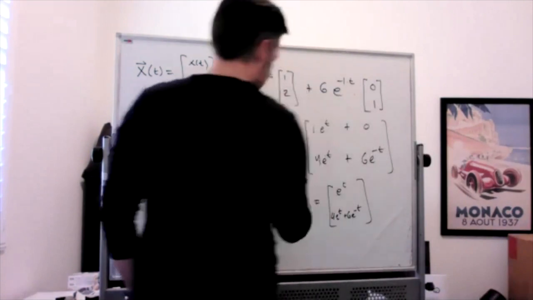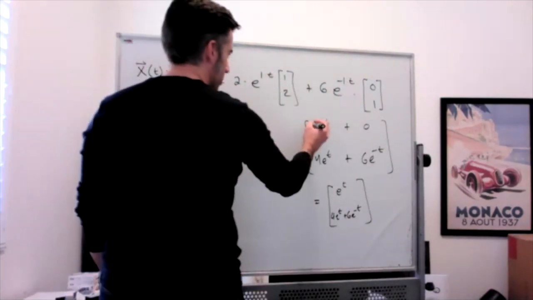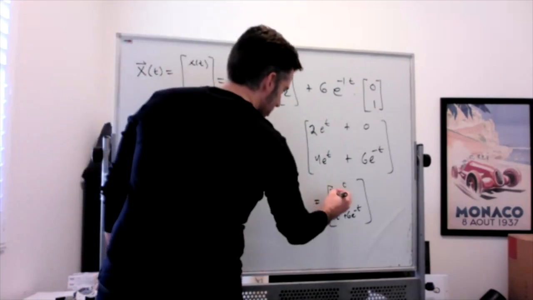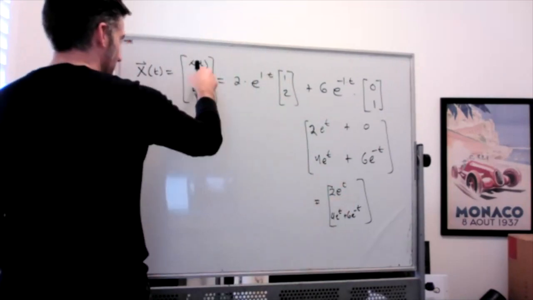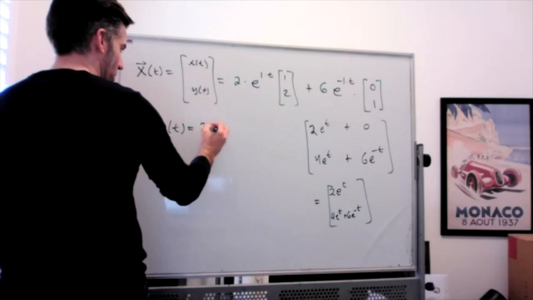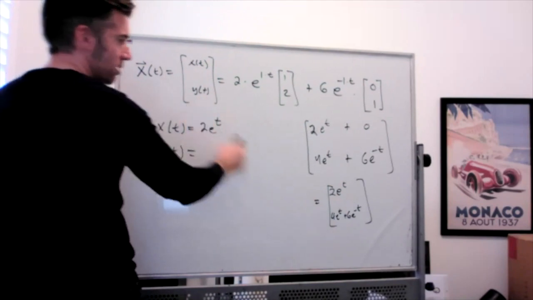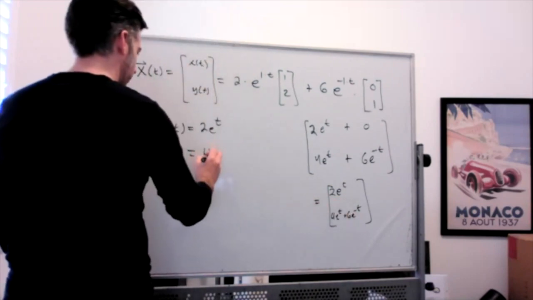So here, and somehow I missed a 2 there. Sorry, that should be a 2 times e to the t times 1, 2e to the t. So here, x of t would just be the first thing, which is 2e to the t, and y of t would be the second thing, which is 4e to the t plus 6e to the negative t.